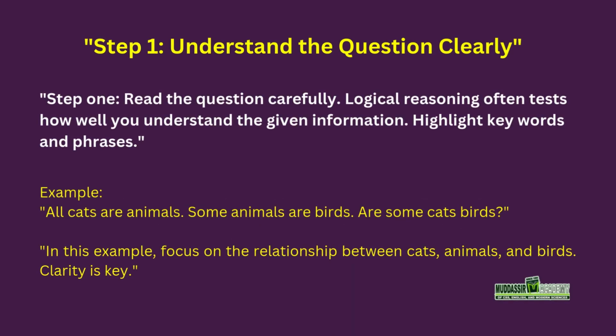Step 1. Understand the question clearly. Read the question carefully. Logical reasoning often tests how well you understand the given information. Highlight keywords and phrases. For example, all cats are animals. Some animals are birds. Are some cats birds? In this example, focus on the relationship between cats, animals, and birds. Clarity is key.